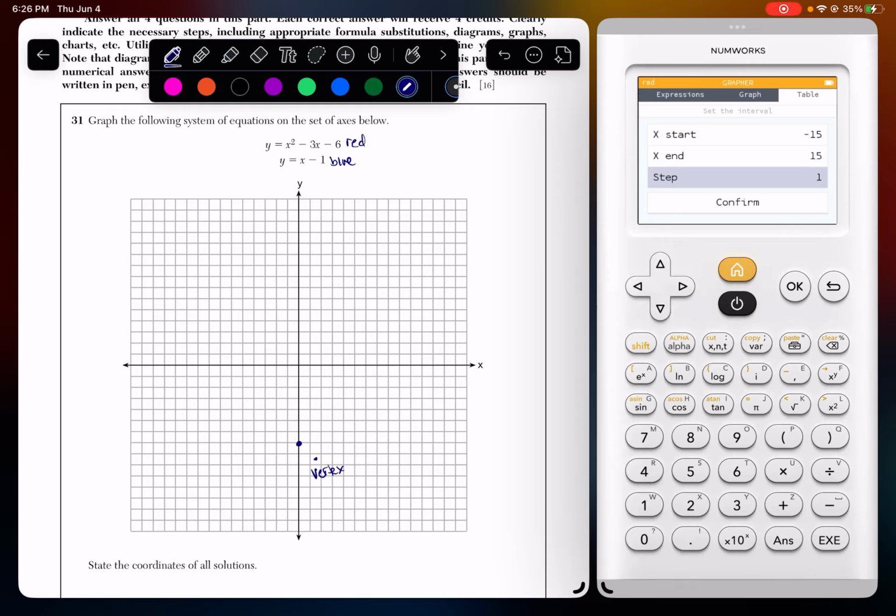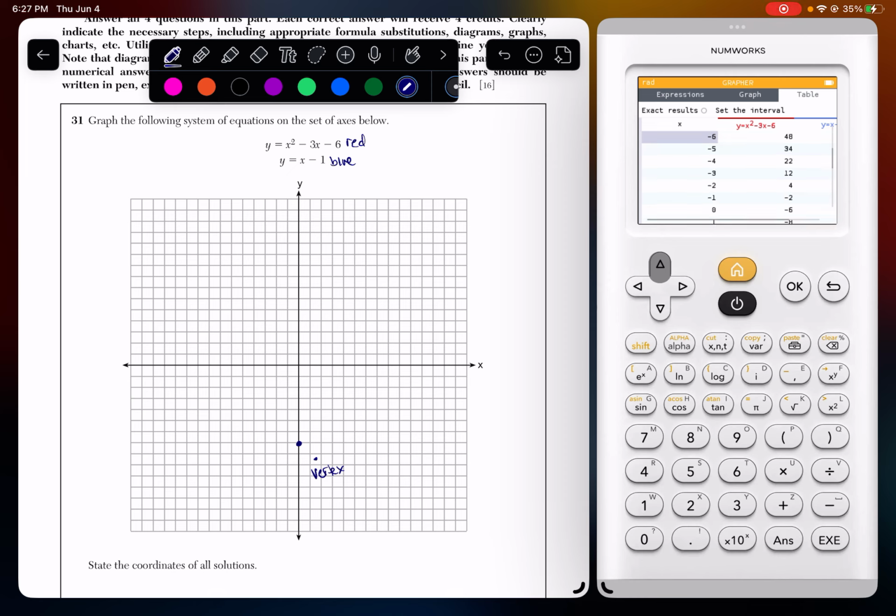And step means how much do you want it to count up each time. So I'm going to say, start at negative 15, go up to positive 15, count by 1 each time. I want to see all of those values in my table. I might not need them all, but I want to see them all. Now, I'm not limited to 0 to 10. I have all of the relevant values.